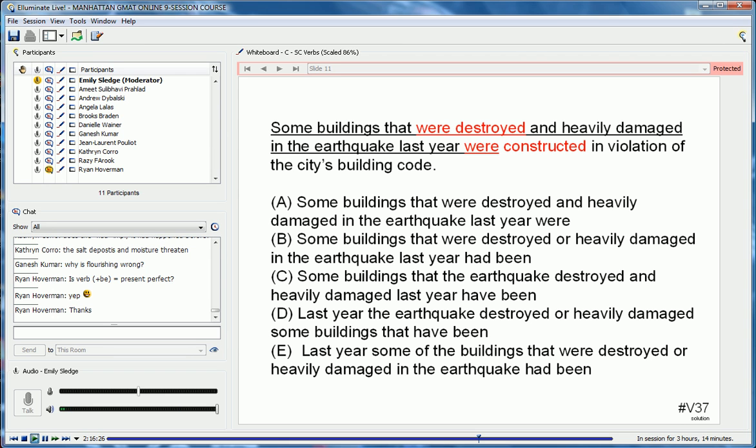And the only other difference, now that we've eliminated A, C, and D based on tense, is what Rosie mentioned earlier. Whether we begin with "some buildings" or whether we begin with "last year." And it has more to do with the placement of "last year" than anything. Rosie, you said it sounds better in B. Why does it sound better? What is the implication of the changed placement of that phrase?